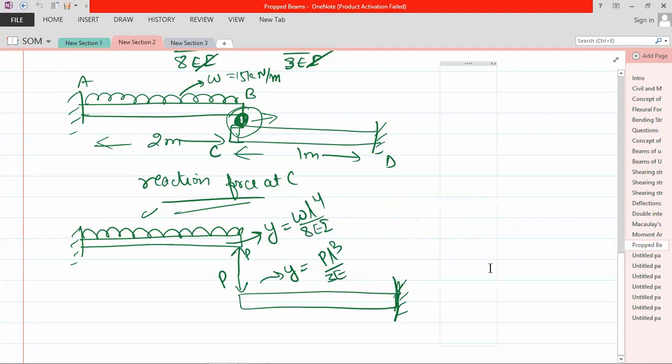So what is wrong? Let me tell you. So you can see that here a P load is acting here. So you cannot write like W.